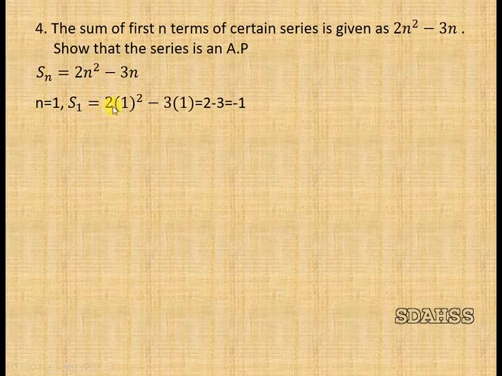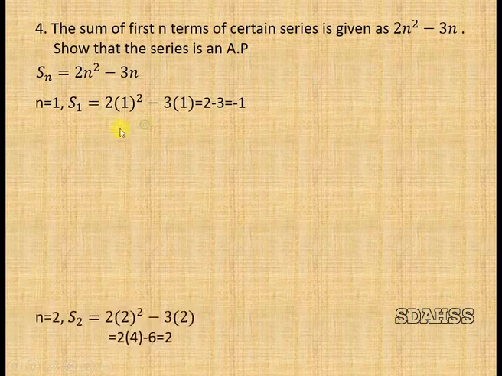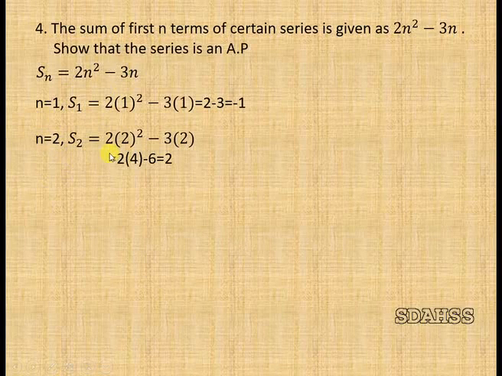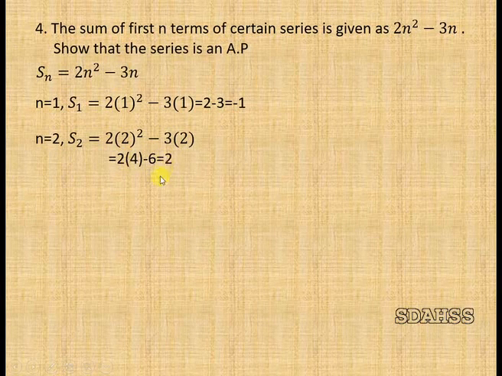S1 is equal to 2 into 1 square minus 3 into 1, which is equal to 2 into 1, 2, 2 minus 3, minus 1. Substitute n is equal to 2 in Sn. So you have S2 is equal to 2 into 2 square minus 3 into 2. 2 square means 4, 2 into 4 minus 3 into 2, 6. 2 into 4, 8, 8 minus 6, 2.